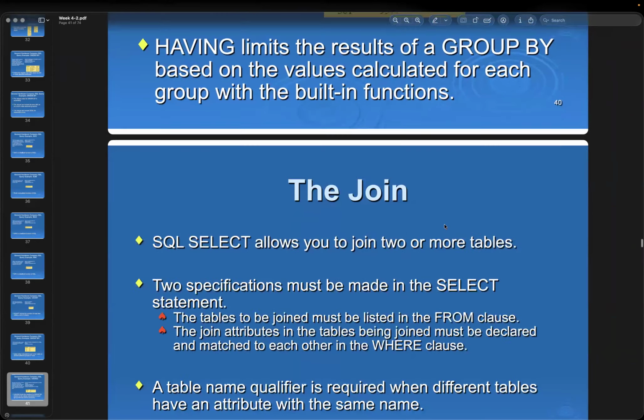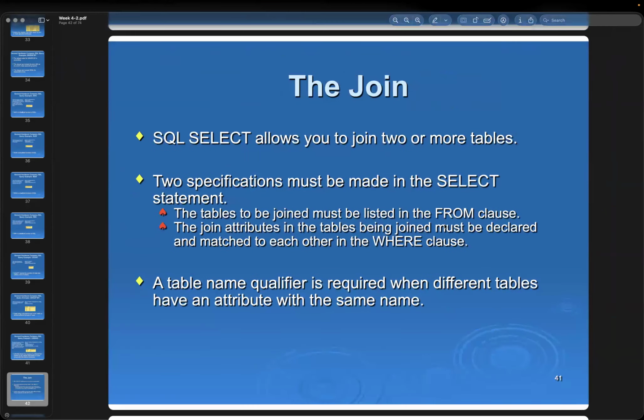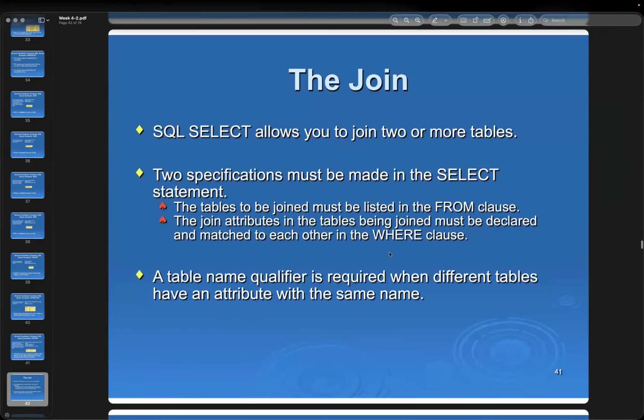Okay. And also we try the basic joining of tables, because when we use SELECT, we start from one table. But if we want to present more information, we need to join two or more tables. Then also the attribute specification must be made in the SELECT statement. The tables to be joined must be listed in the FROM. Also the join attribute in the tables must be declared and matched to each other in the WHERE clause.